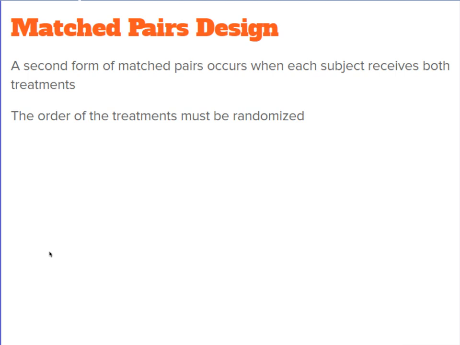When you're doing this form of the matched pairs design, it's important that the order of the treatments be randomized. Everybody can't run first drinking water and then run second drinking Gatorade, because maybe they run slower because they're tired, or maybe they run faster because now they know the course and they're warmed up. So you have to randomize that part of it. Some people will run first with water and some people will run first with Gatorade and then switch.